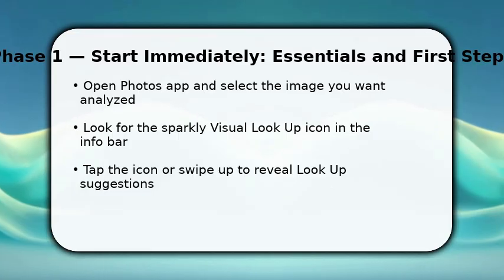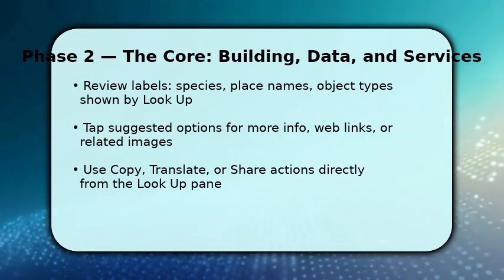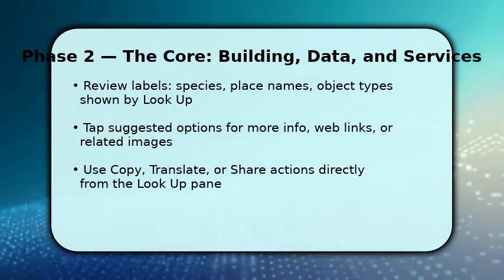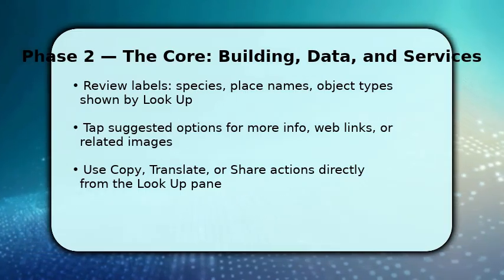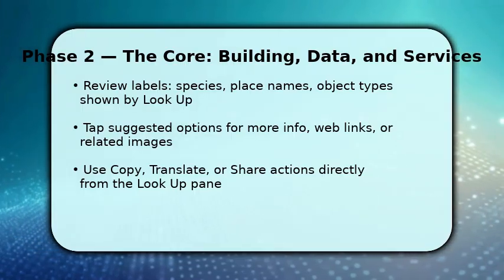Once Visual Lookup displays results, scan the labels and categories it suggests. This is how the model communicates confidence and context. Tap a label to open more detailed information, related images, or web references. Make sure to check multiple suggestions when recognitions seem uncertain.